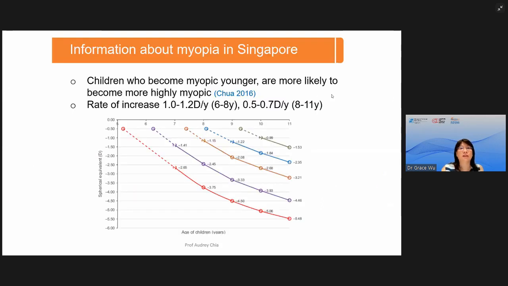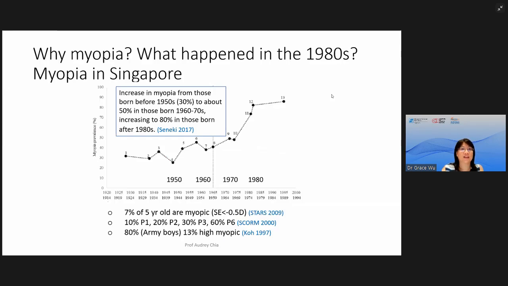Now, some information about myopia in Singapore. The more myopic you are, the younger you are when you acquire myopia, the more likely you will get high myopia in future. The rate of increase of myopia is about 100 to 120 degrees in the age group of 6 to 8 year olds, and 50 to 70 degrees in the age group 8 to 11 year olds. So what happened over the years in Singapore? You will see that the prevalence of myopia is creeping up.